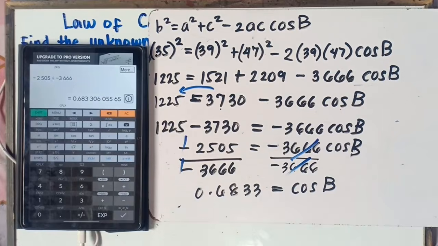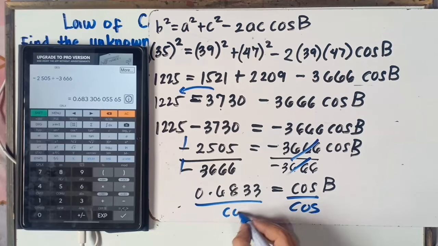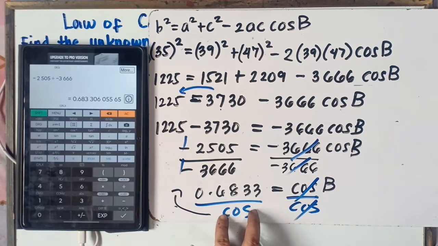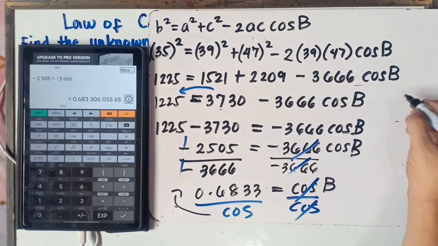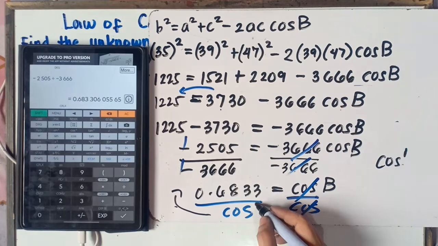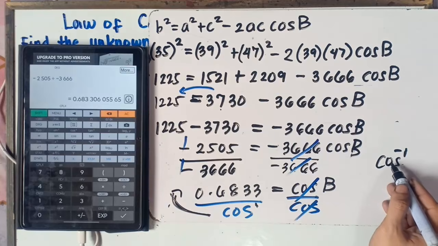And to get the value of angle B, simply divide by cosine. Cancel this out. Alright, and then you simply put this cosine on the top. Once you put this cosine on the top, it will be inverse cosine, because understood that cosine has an exponent of 1. Once you put it on the top, this positive exponent will become a negative exponent. We call that one inverse cosine.